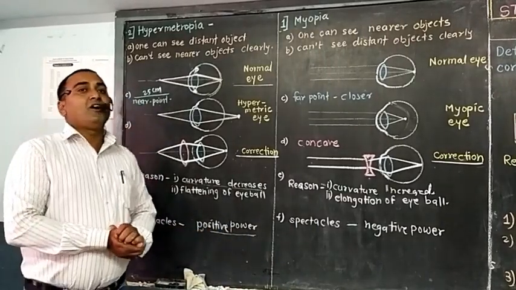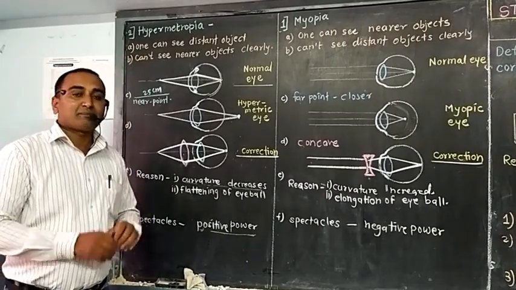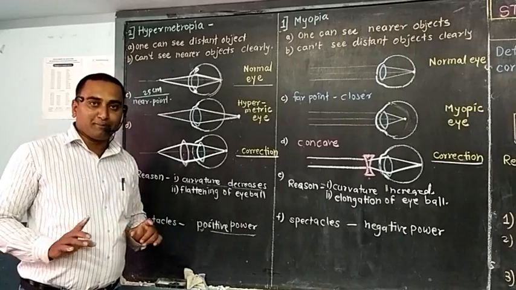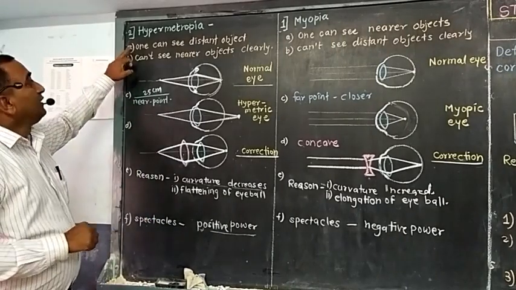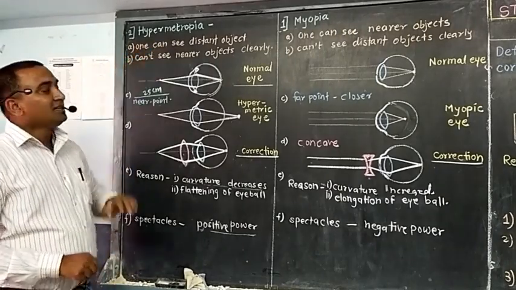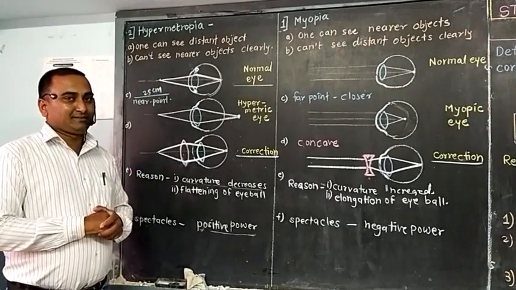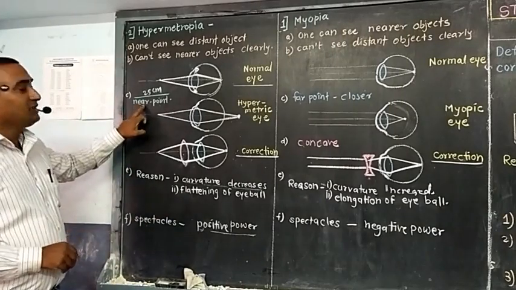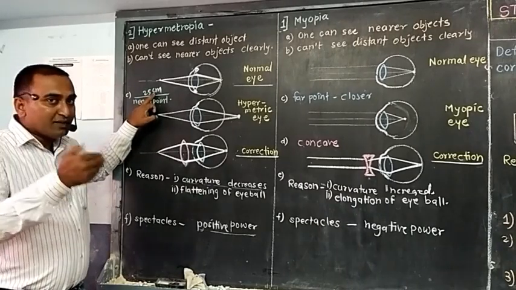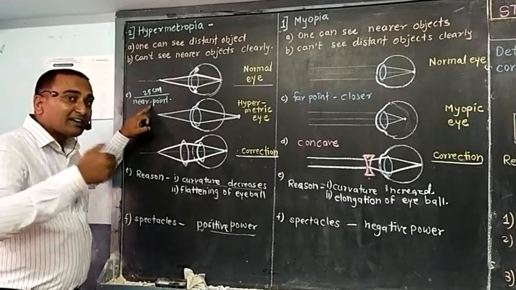So once again, a quick look at this. Maybe you will face this question: explain hypermetropia, explain far-sightedness, explain long-sightedness. Questions are different, but the answer is the same. See what that is. First, the definition: hypermetropia is a defect of vision in which one can see distant objects clearly but cannot see nearer objects clearly. What is the problem? The problem is with the near point. The near point is 25 centimeter from our eyes, but it is now no longer 25 centimeter. It is farther away than that.